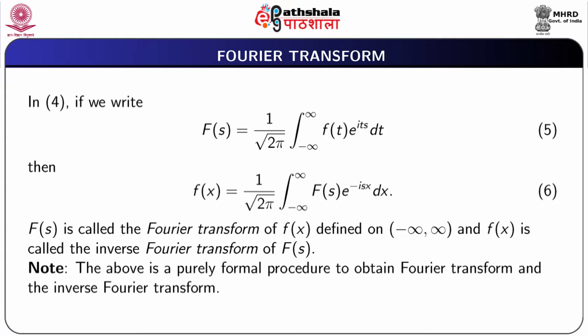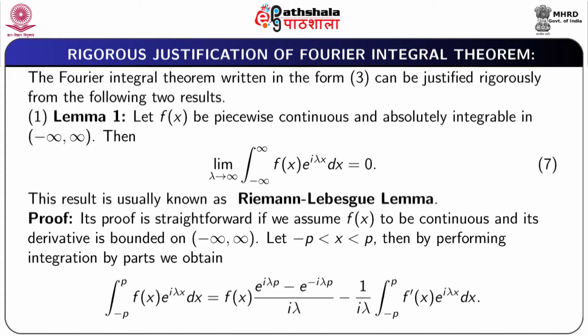Now, the way we have derived the Fourier transform is a purely formal procedure. So, we have established the Fourier integral theorem and we have adopted a formal procedure to obtain the Fourier transform of a function and its inverse transform. Now, we shall give a rigorous justification of the Fourier integral theorem, which was given by equation 3. It can be justified rigorously from the following two results.